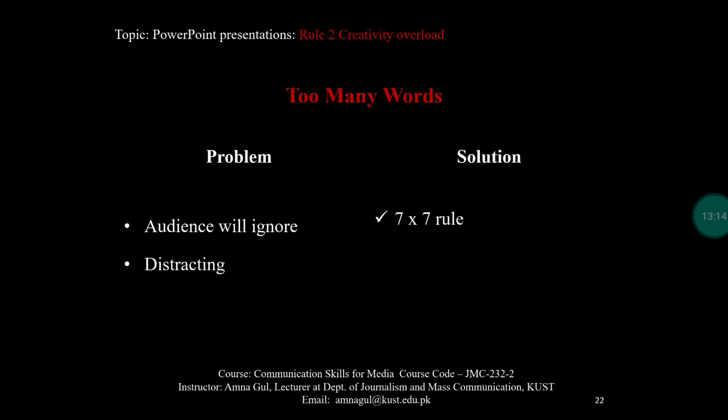Well, for PowerPoints, the 7x7 rule states that you can have a maximum of 7 bullet points on your screen or on your slide, and each bullet point can have a maximum of 7 words. I'll repeat it again. The 7x7 rule for PowerPoints is to have a max of 7 bullet points on a single slide, and each bullet point can have a max of 7 words. So this is the 7x7 rule.